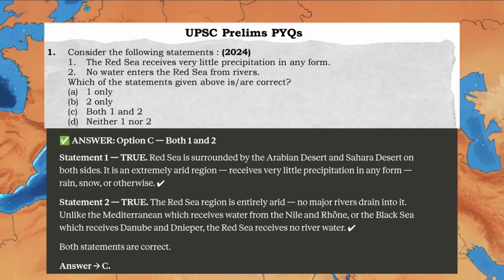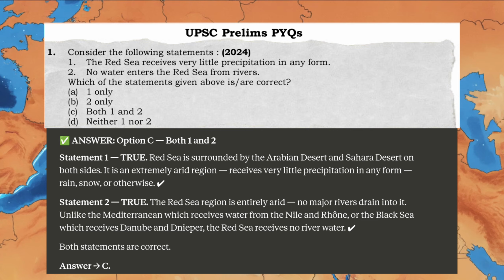Statement 1 is true. The Red Sea is surrounded by the Arabian Desert and Sahara Desert on both sides. It is an extremely arid region, receives very little precipitation in any form, rain, snow, or otherwise. Statement 2 is true. The Red Sea region is entirely arid, no major rivers drain into it.